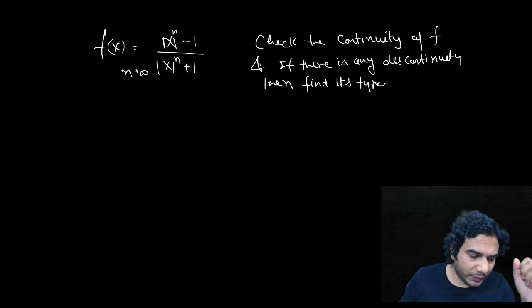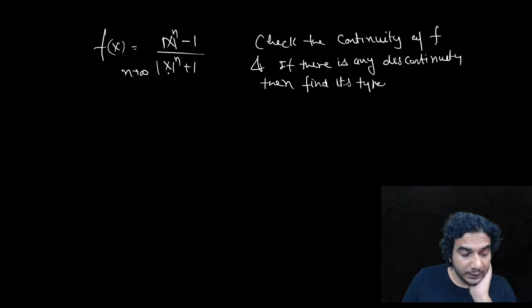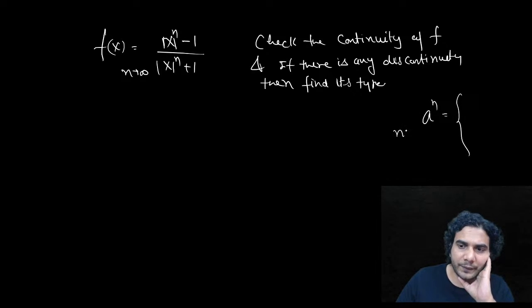Do you know the concept, how to use it? Okay, you try it, but I'll tell you the concept meanwhile. Whenever you have a raised to n, then it has only 3 values, okay? N is approaching infinity. It will be infinity if a is more than 1, or you can say mod of a.